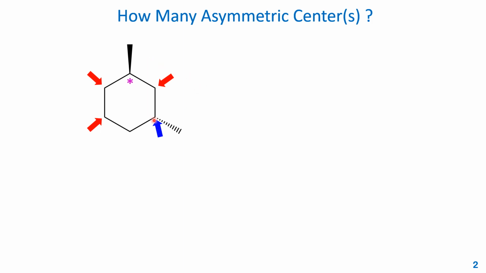Now look at the other carbon, this carbon. We already know this one is asymmetric. Now what about this carbon? Same thing. We have a methyl group, so you should have a hydrogen pointed to us. I didn't draw it here. So now you look at these 2 attachments, they look like the same. But if you look at the further attachment, that's different. So this is also an asymmetric center.